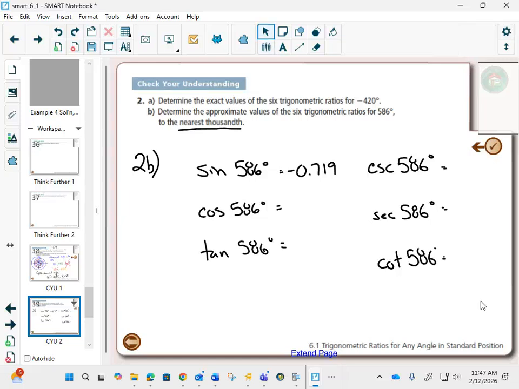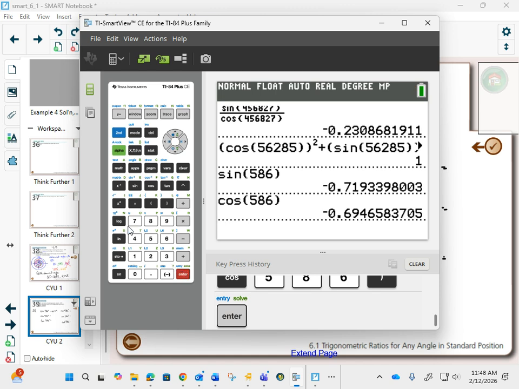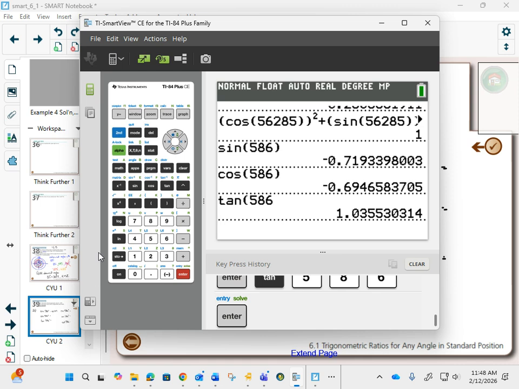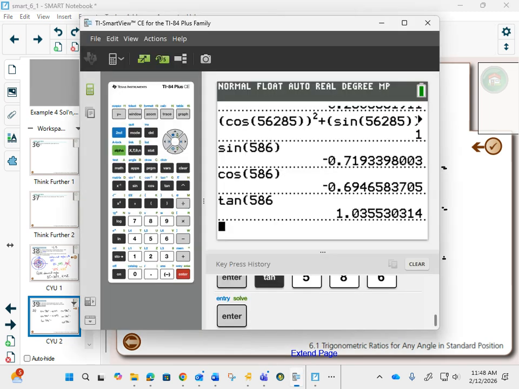So cos of 586, same thing. We go to our calculator. We type in cos 586, push enter. We type in tan of 586 and push enter. So we got negative 0.695. I'm not going to remember both of them. And the other one was 1.036.